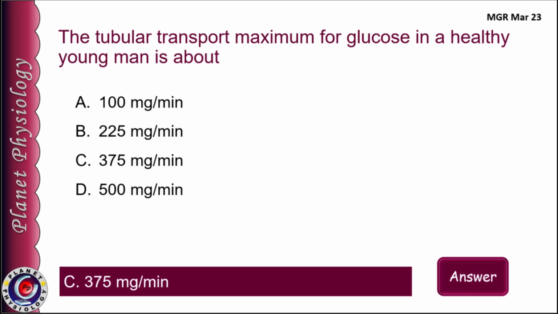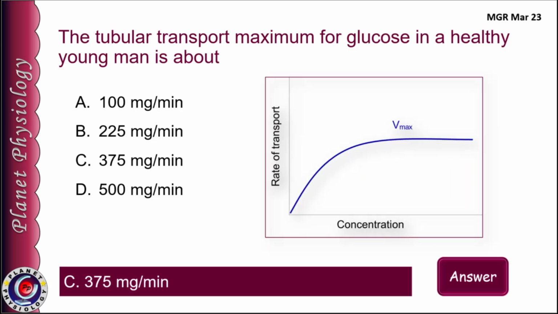In females, the TMG value is 300 mg per minute. Transport maximum is the maximum rate at which a particular substance can be actively transported by the renal tubules. It is due to saturation of carrier proteins by the solutes. Beyond this value, the substance is excreted and appears in urine.